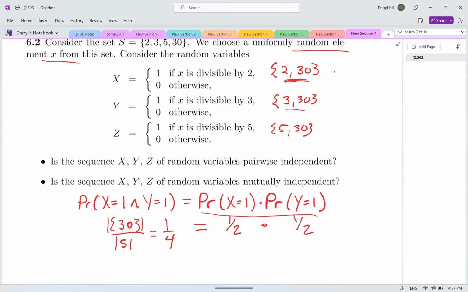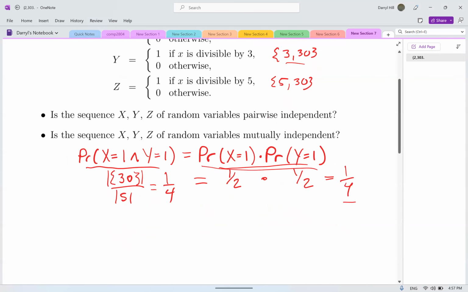Really, we know everything on the right-hand side is going to be equal to 1/4, right? Every single event defined here has probability of 1/2. So the product of any two events is going to have a probability of 1/4. So we just have to look at the left-hand side. If all of them have size 1, then we're done. So let's take a look at some other ones. X equal to 0, Y equal to 0.